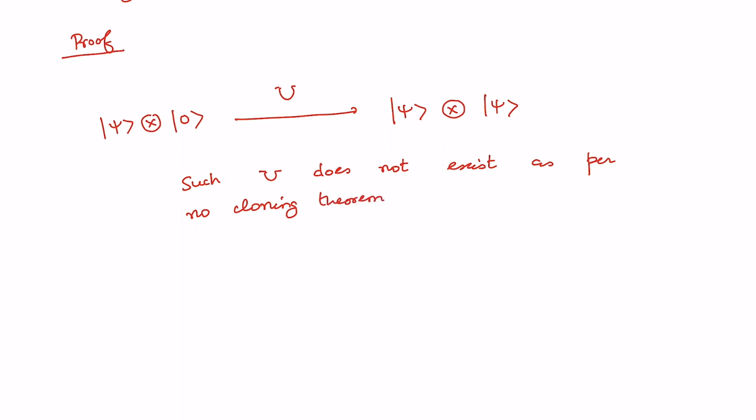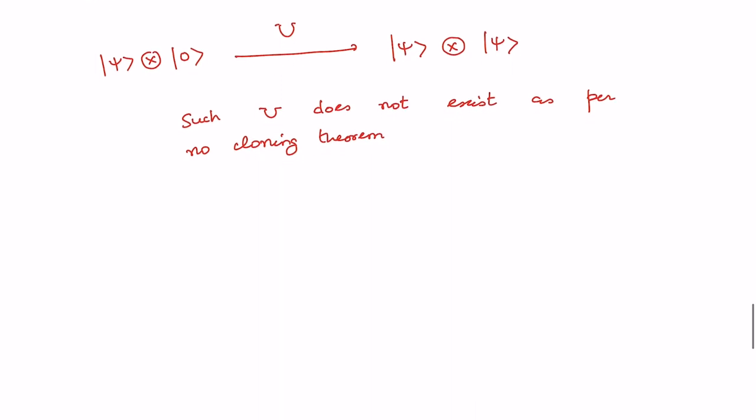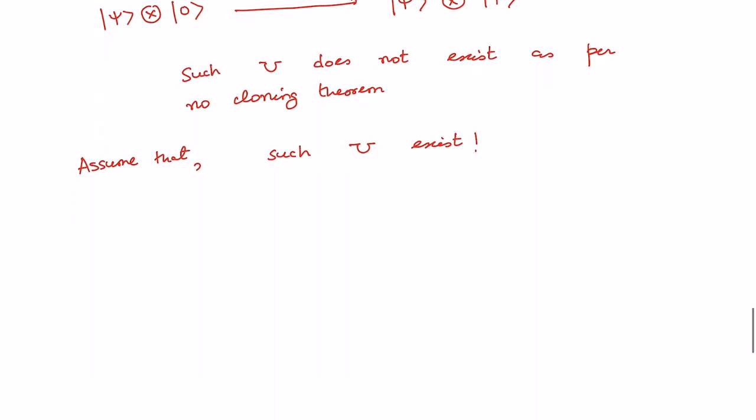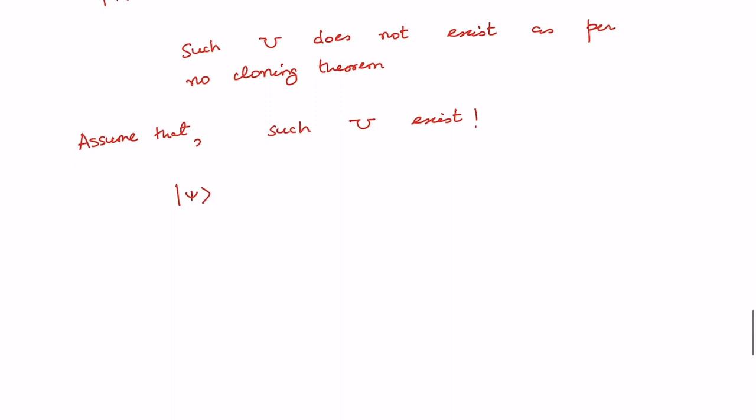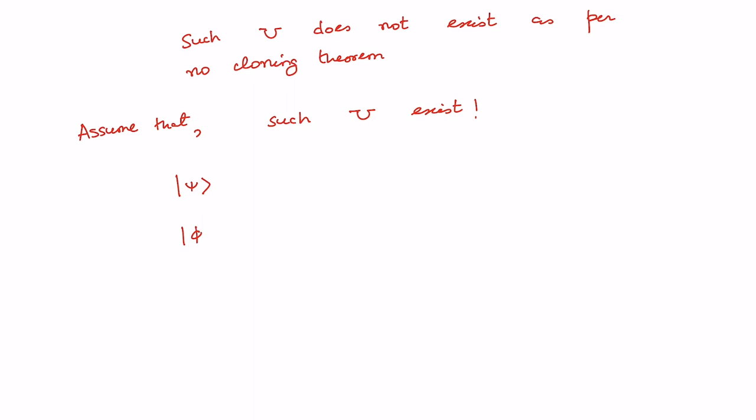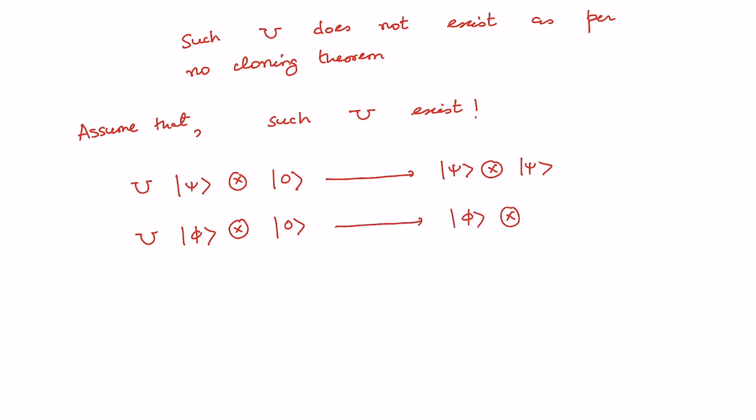In order to prove that, let us assume the opposite, the contrary thing. That means, let us assume that such U exists. Okay, then what is going to happen? Suppose you have two arbitrary, linearly independent quantum states, |psi> and |phi>, and you have this unitary transformation by which you can copy the state psi to the blank or empty state. So because of this, you are going to get |psi> tensor product |psi>, and in the other case, you can copy |phi> to the blank state, and you will get |phi> tensor product |phi>.